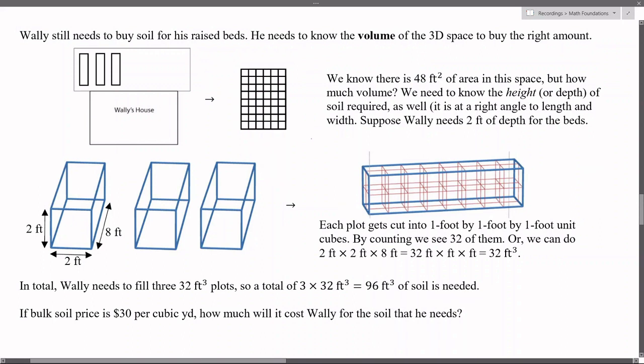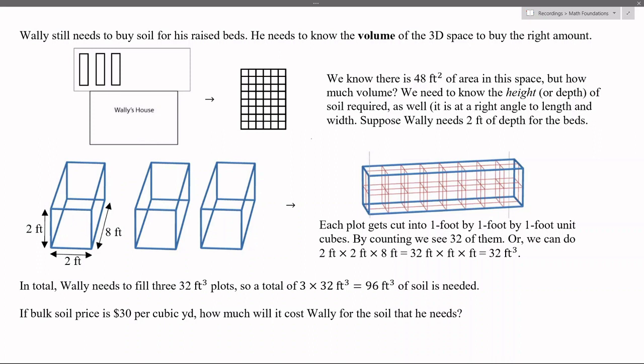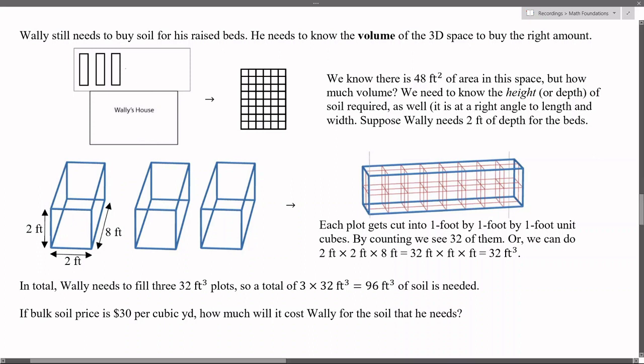We started off the discussion of area, talking about Wally needing to buy soil for his raised beds. And we talked about area, finding the surface area of that. But to find the total soil needed, we need to know what the volume is, the total three-dimensional space of the raised bed that he needs to fill. So again, we've taken these three raised beds and combined them into this 48 square foot plot.